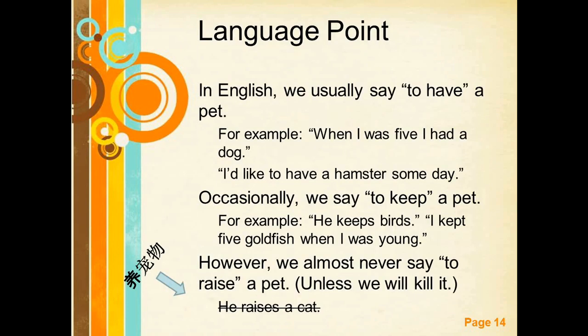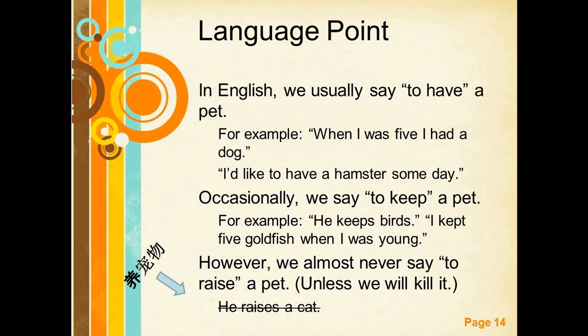Now we're going to start looking at some language. How do we talk about pets? Well, in English, we usually say to have a pet. And of course, we change have depending on the subject and the tense. For example, when I was 5, I had a dog.